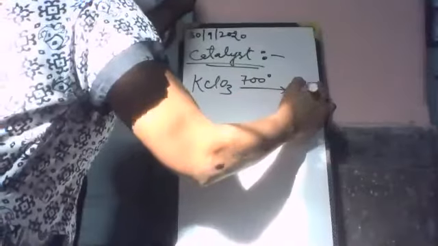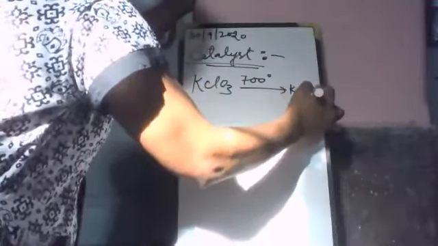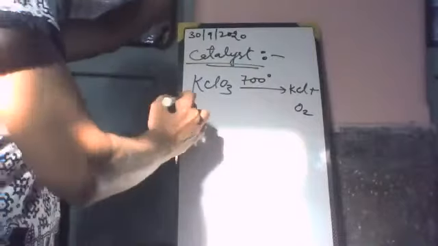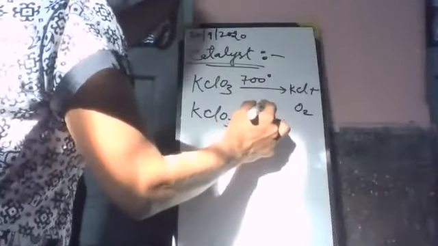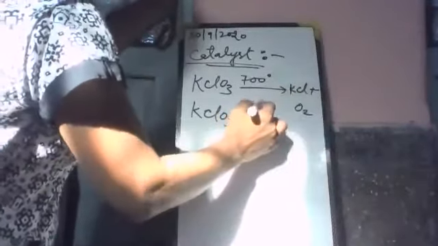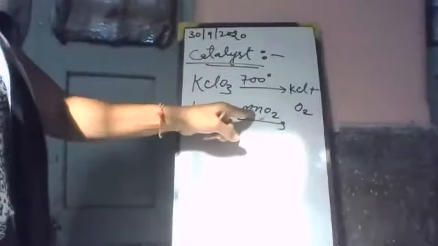KClO3. In the absence of a catalyst, it requires a 700 degree temperature to decompose, to change into KCl and oxygen. But in place of that, with a catalyst, MnO2, manganese dioxide, the temperature is reduced to 300 degrees to complete this reaction.